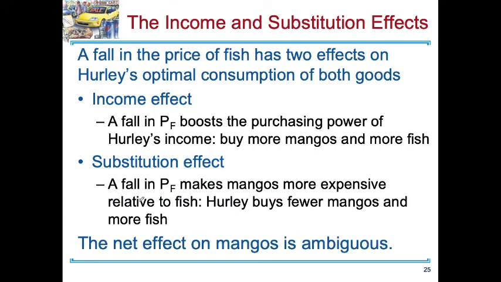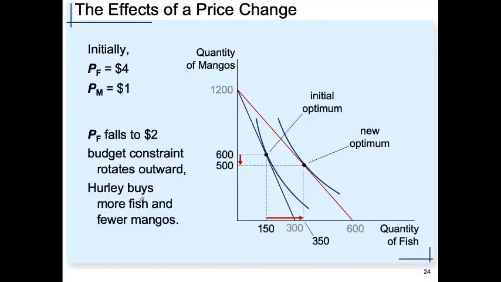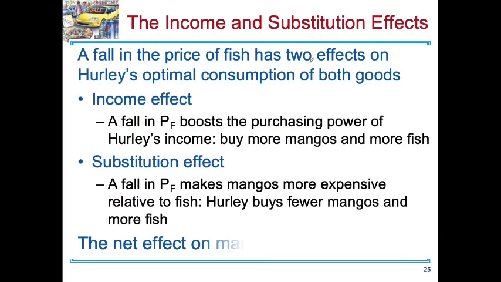Now this is probably the most confusing part of the lecture. This effect, in which you move from this point to this point, can actually be broken down into two parts. You don't actually move directly from this point to this point. You move to a different point over here somewhere, and then you move on to the final stage. So a fall in the price of fish has two effects on Hurley's optimum consumption of both goods. The first one is called the income effect.